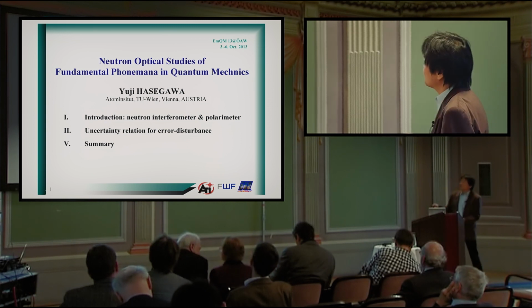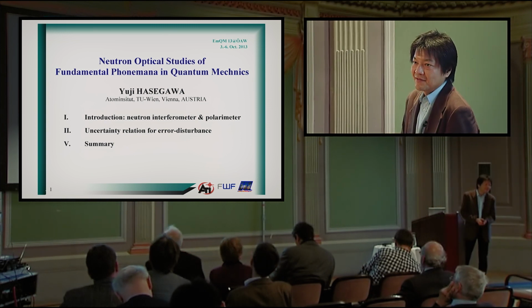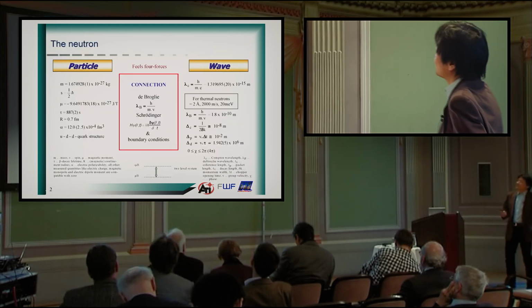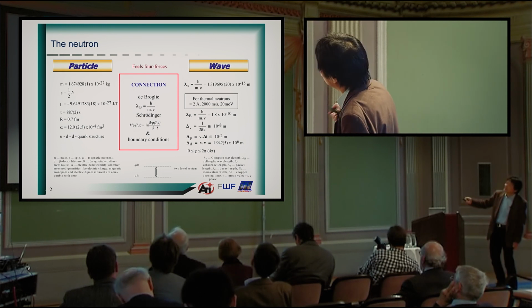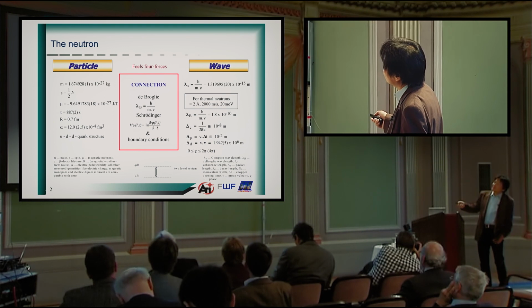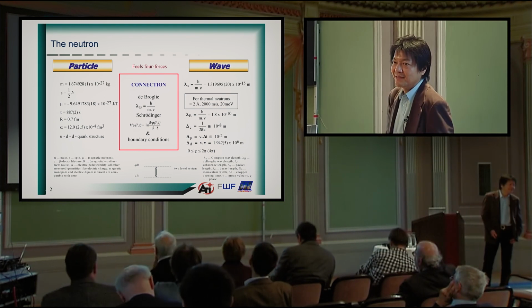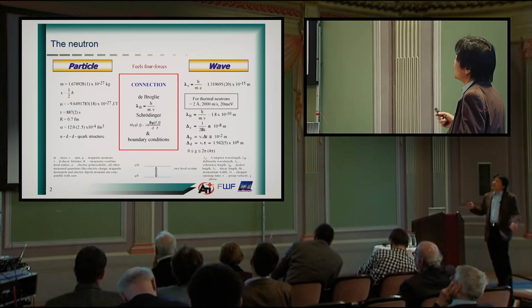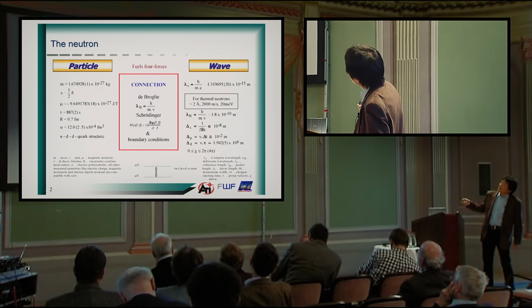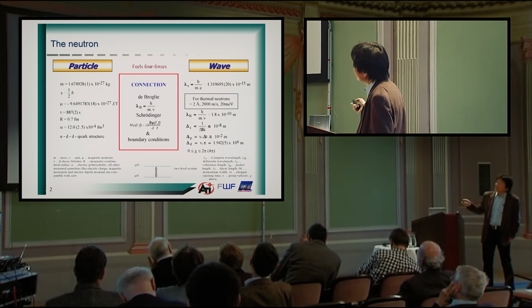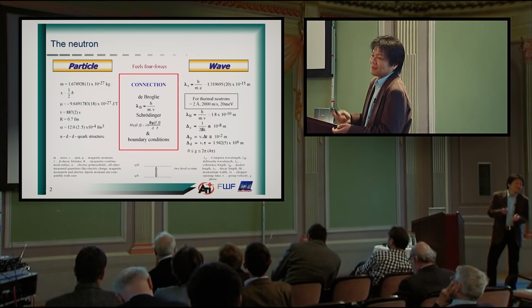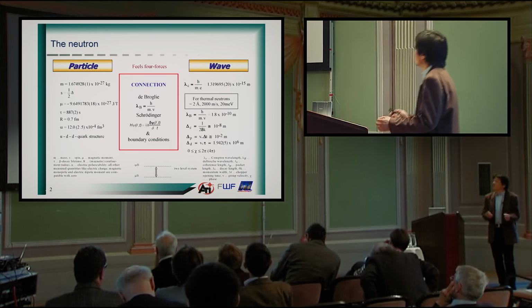Namely, we are using neutron interferometers and polarimeters. In neutron interferometry, yesterday Helmut explained the neutron interferometer. He also showed exactly the same slide here. Neutrons have particle properties, such as mass, spin, and magnetic moment. On the other hand, neutrons have wave properties; we can see the interference. They have de Broglie waves. Typical values are a wavelength of 2 angstrom, a velocity of 2 kilometers per second, and a kinetic energy of 20 millielectronvolts. This is our neutron.